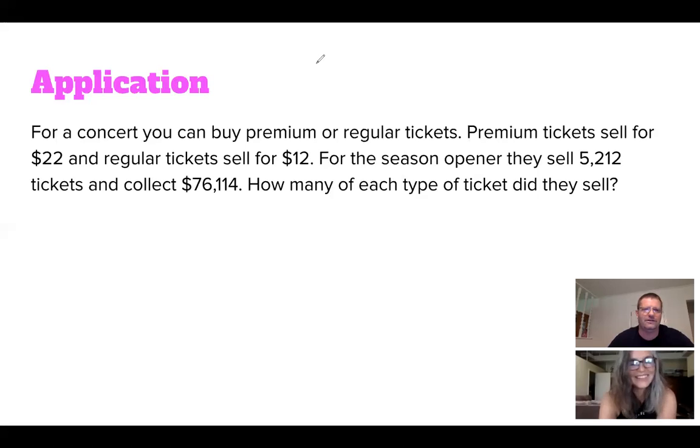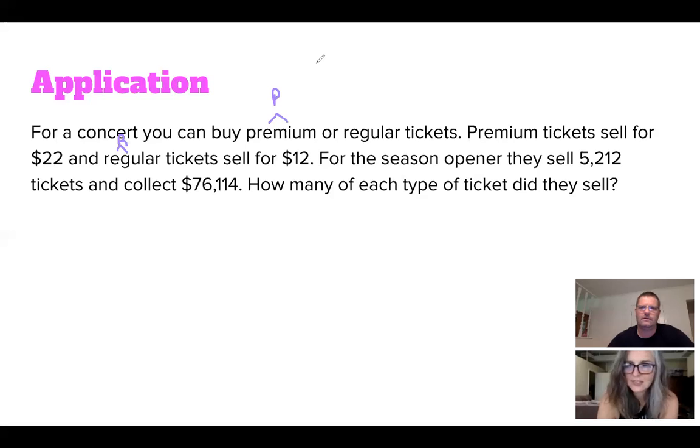You get $22 for premium tickets and $12 for regular tickets. We see that at the season opener they sold 5,212 tickets and collected $76,114. So we need to come up with the equations ourselves. Let's call premium tickets P and regular tickets R.